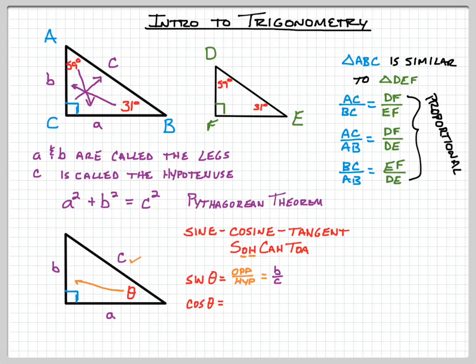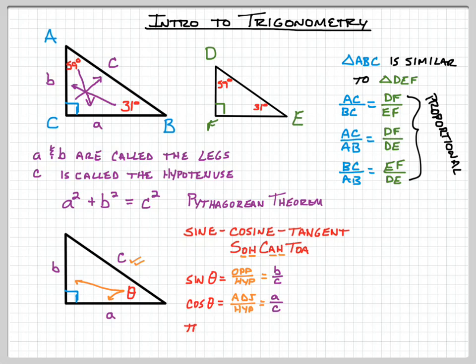Cosine of theta, we've got A and H. We already know that H is the hypotenuse. A is the adjacent side, the adjacent side to theta, so the side that's not the hypotenuse, that is a leg that's connected to theta. So adjacent over hypotenuse, and that's going to be a over c.